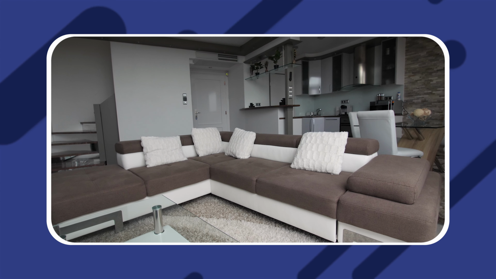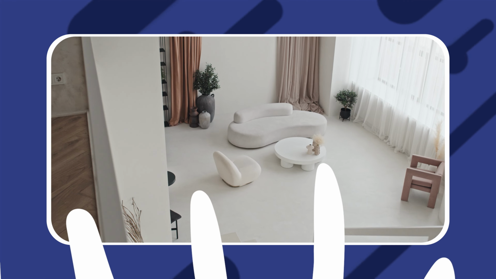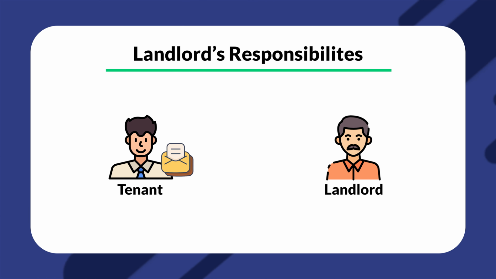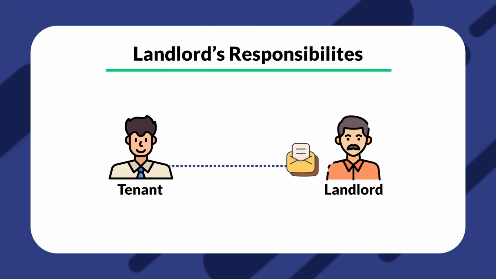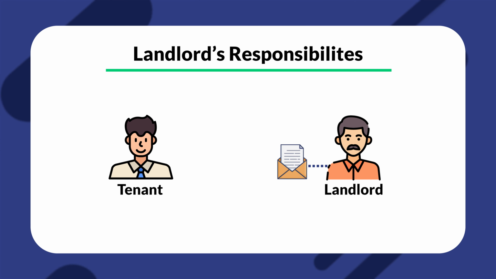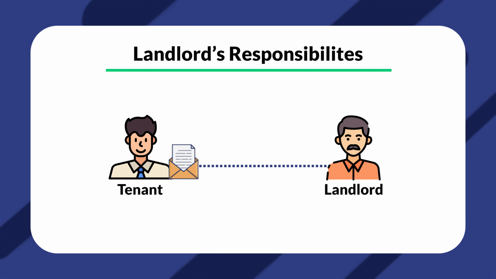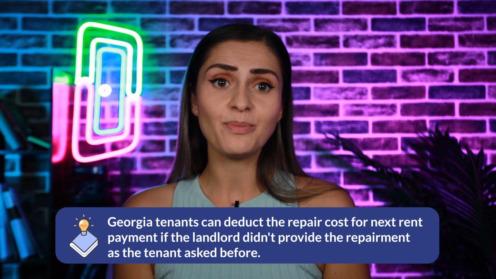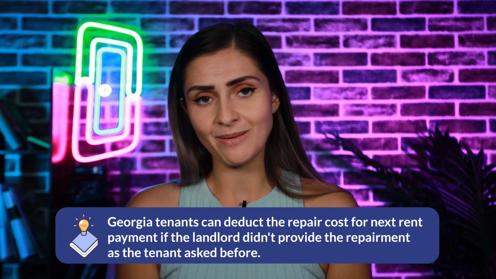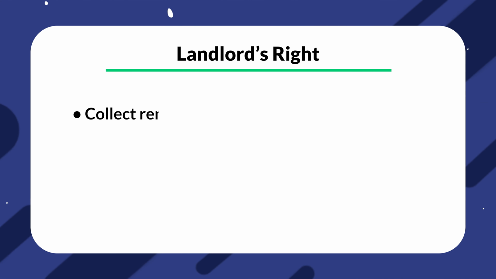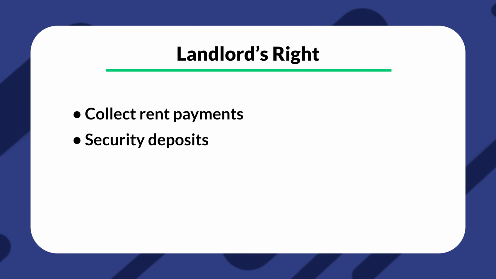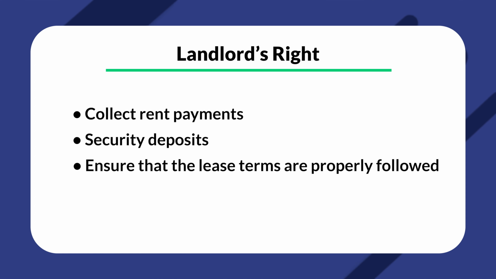When it comes to providing a habitable rental unit, it means that the landlord has to follow their local warranty of habitability. This explains that the property must always be in a safe and habitable condition. Tenants in Georgia are legally allowed to send a written notice if they need a significant repair. In these cases, landlords must answer and provide help in a reasonable amount of time. If this doesn't happen, Georgia tenants can deduct the repairing cost from the next rent payment. On the other hand, landlords have the legal right to collect rent payments and security deposits, as well as ensure the lease terms are properly followed.